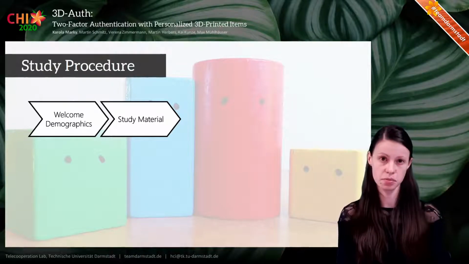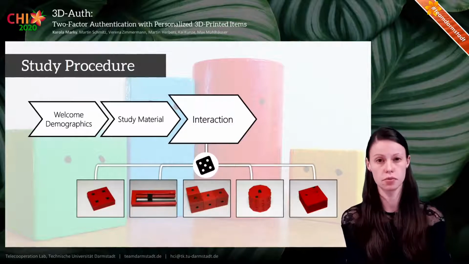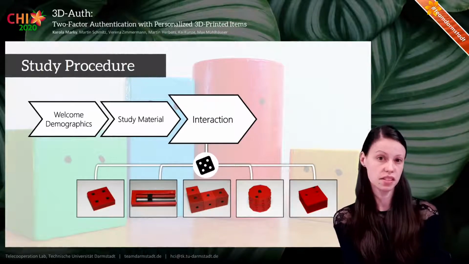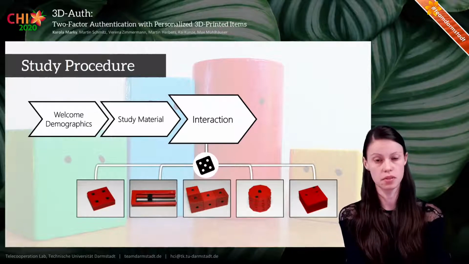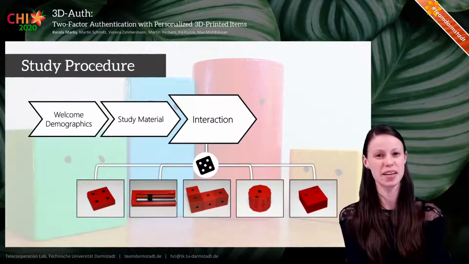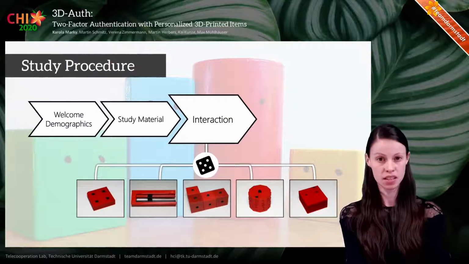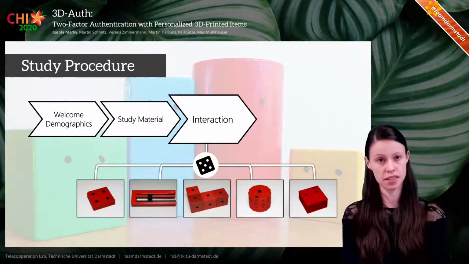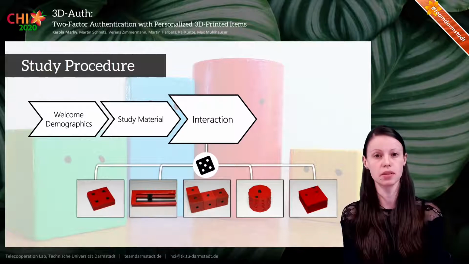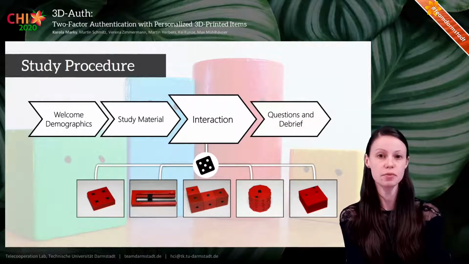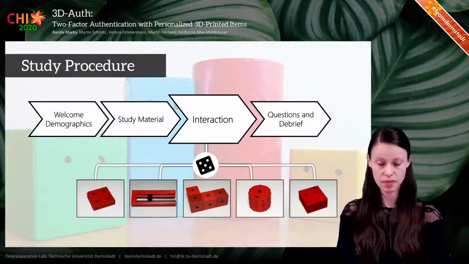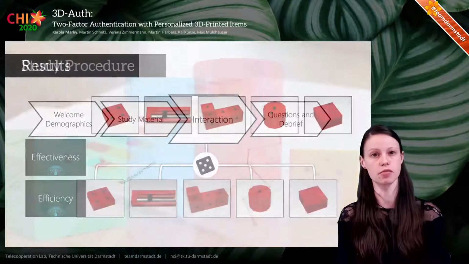Then the participants interacted with all of the 3D-Auth items. That means the study was within subjects, and the order of the conditions was randomized by Latin square in order to mitigate sequence effects. Once the participant had completed the interaction with all items, we gave them a final questionnaire and proceeded with the debrief. Now let me present the results of our study.